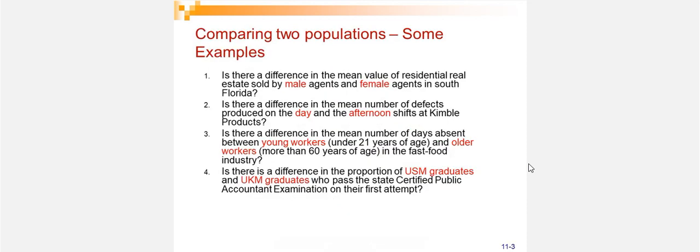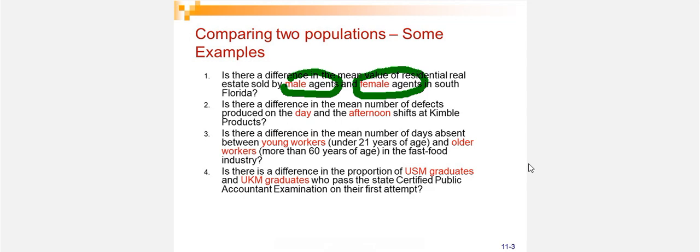Okay, now we have the example here. The example I given. Usually, they have a lot of example. This example they want to explain the what condition we use two hypotheses. I mean, we want to know is there different the mean value of resident real estate sold by male agent or female agent. Okay, kita nak tahu these two group, which one the best or which one yang lebih significant.